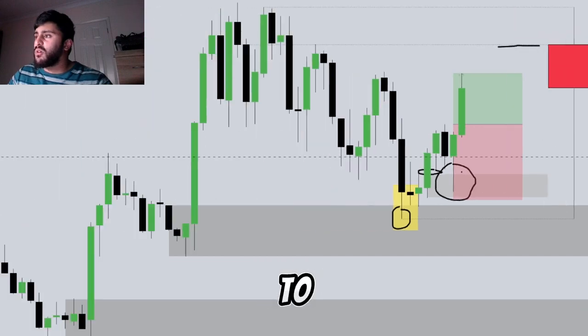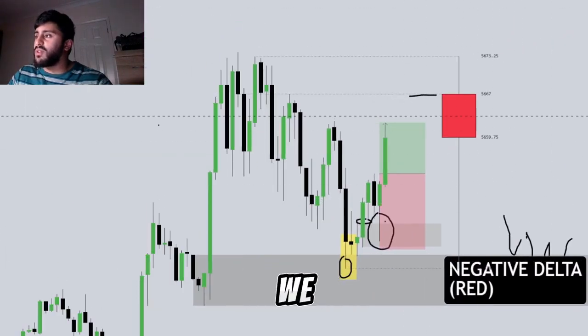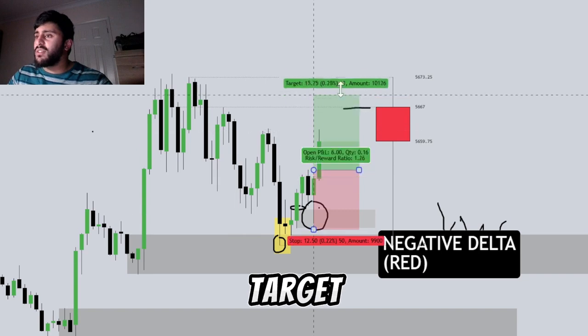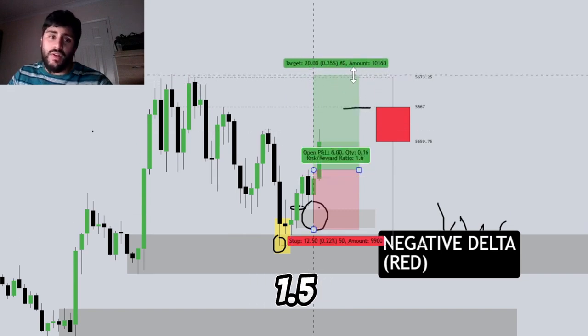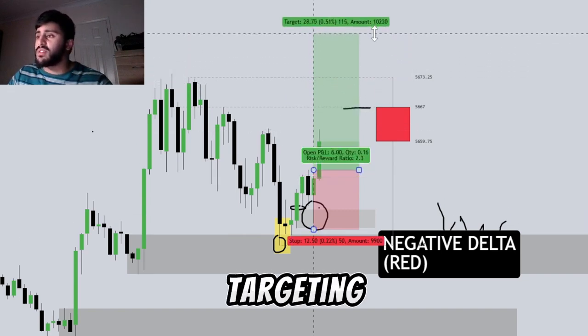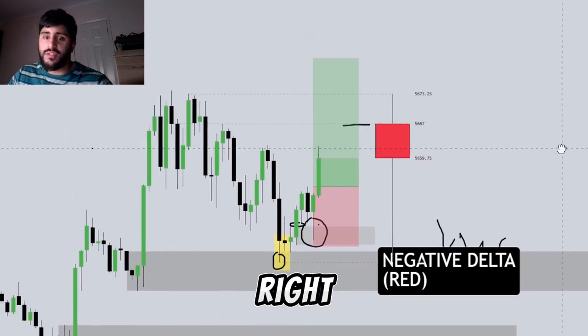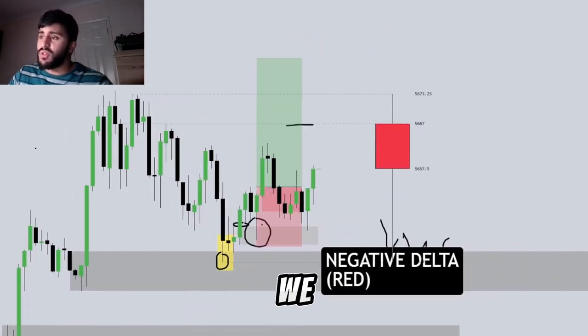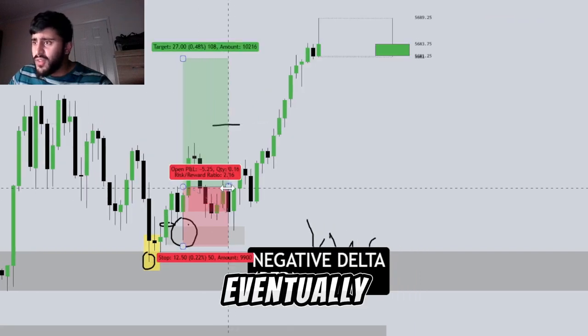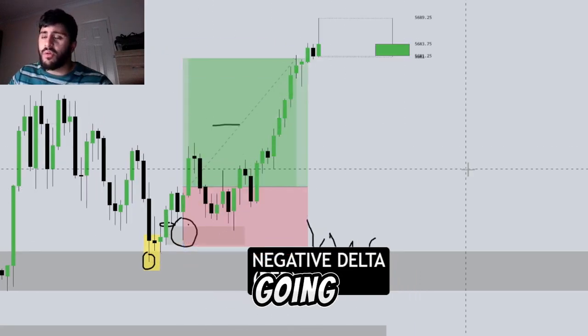And now going back to our regular power of three concepts, where do we look to target? Well, we simply target the high of the candle over here. That's a 1.5 R trade, but really you want to be targeting a 2 to 2.5 R trade, right? So this trade did have some run rate. We saw price coming in, eventually tagging our entry again before going to the upside.